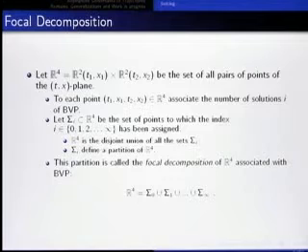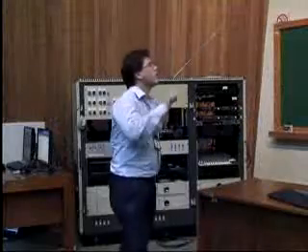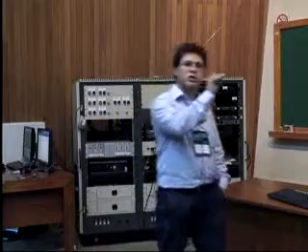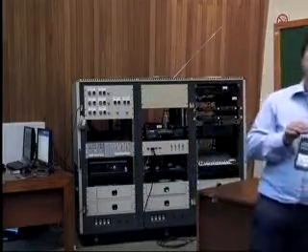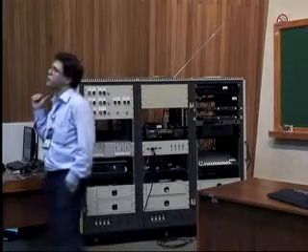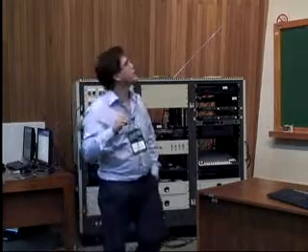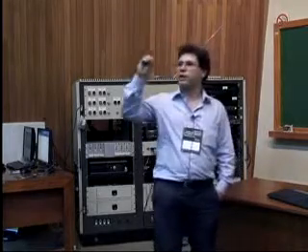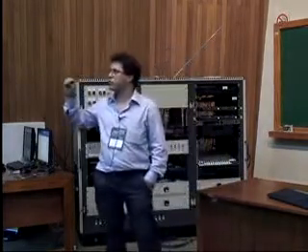Okay, so we have two extreme points, let's say (t1, x1) and (t2, x2), and let R4 be the set of all pairs of points in this tx plane. To each point in R4, you associate the number of solutions to the boundary value problem in the previous slide.